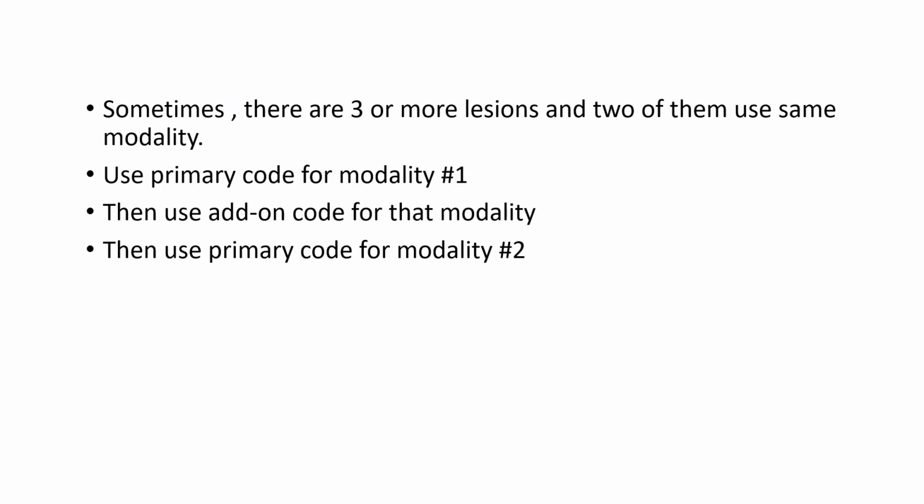Sometimes there are three or more lesions and two of them use the same modality. Such a condition exists if there are 3 lesions and 2 are using MR guidance and 1 is using ultrasound guidance. Then you need to code a primary code for one modality, and the other lesion performed using the same imaging guidance, right? For that you need to use the add-on code for the additional lesion biopsy. For the different imaging guidance you need to code another primary code, right? You understand?